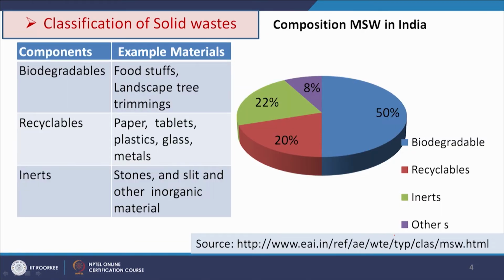Now, we will see the characteristics of municipal solid waste. If we see municipal solid waste, around 50% contains biodegradable material, around 20% contains recyclable materials, around 22% inert material and 8% others. Biodegradables may be foodstuffs, landscape tree trimmings, recyclables may be paper, tablets, plastics, glass, metals, etc., and inerts may be stones and silt and other inorganic material, that is construction debris, etc. So, these are the different components available in the municipal solid waste and their relative contributions to the overall volume of the MSW.